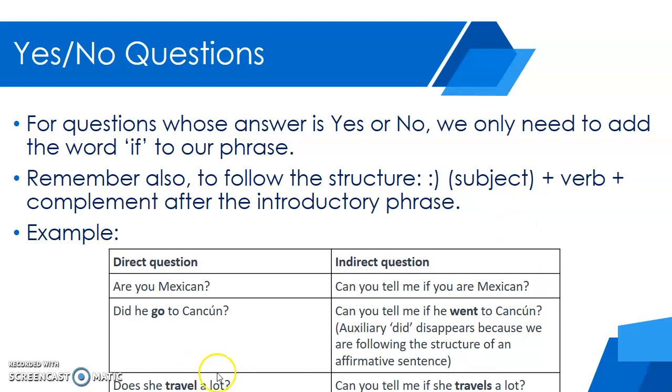We also have, does she travel a lot? Can you tell me if she travels a lot? In this case, again, we added the S because we are following the structure of an affirmative sentence. You no longer need an auxiliary.